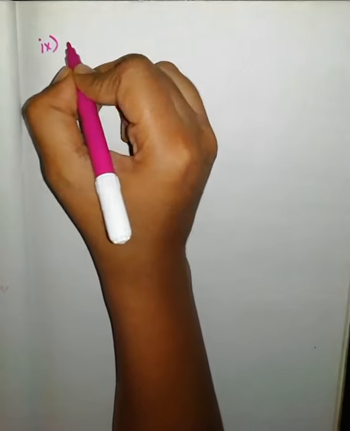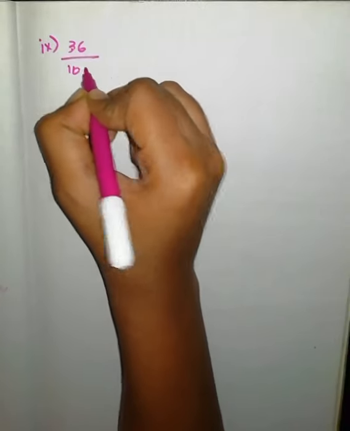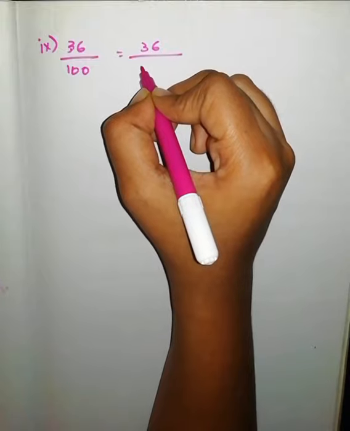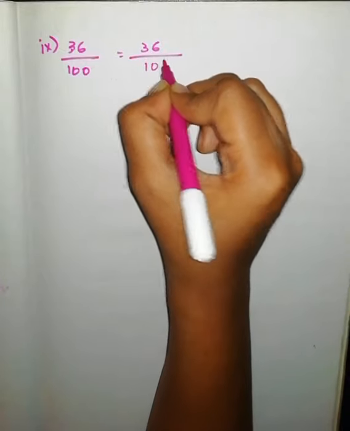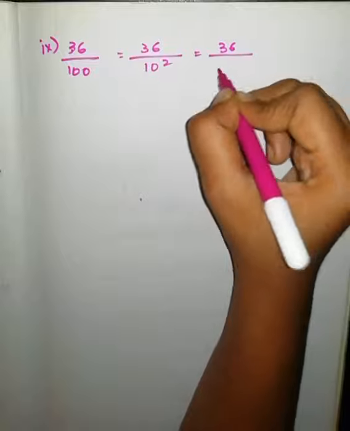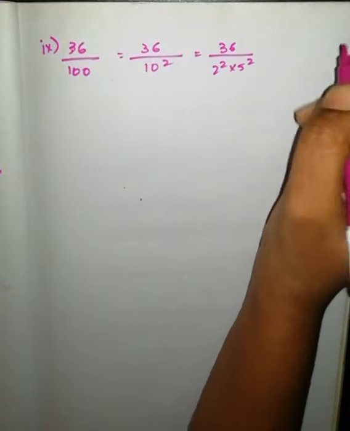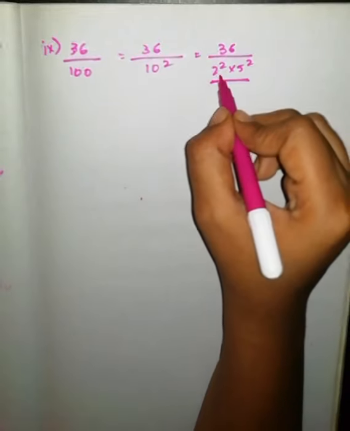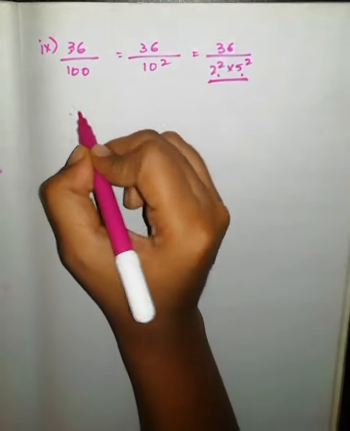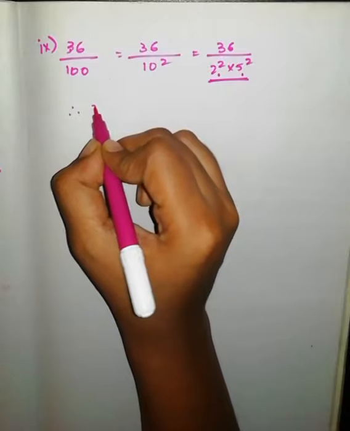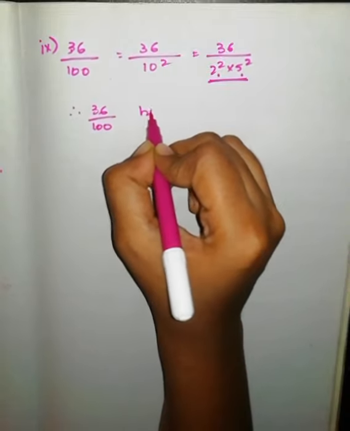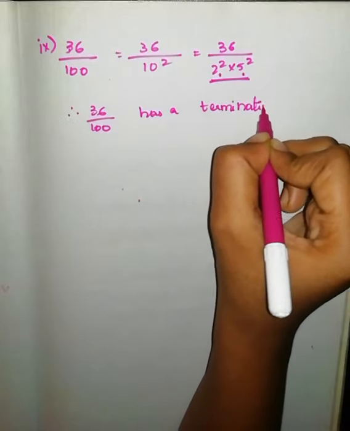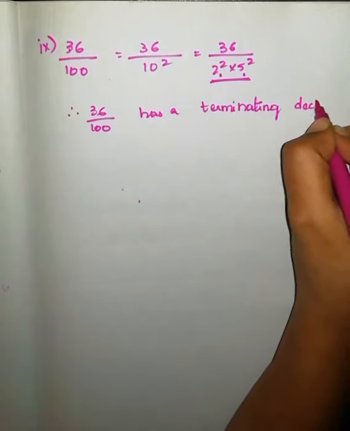Ninth question is 36 by 100, which can be written as 36 divided by 10 square, which is equal to 36 by 2 square into 5 square. Since the denominator can be written in the form of 2 power n into 5 power m, therefore 36 by 100 has a terminating decimal form.